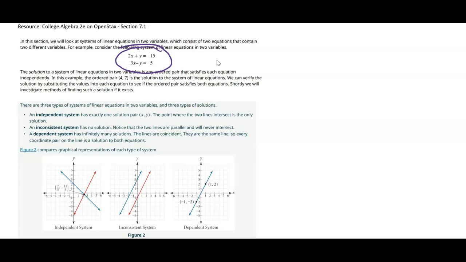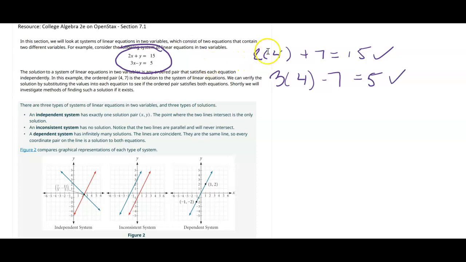So for example, here if I plug in 4 and 7, I end up getting a true statement here. And if I plug in 4 and 7, I get a true statement here as well. So that point is on both of those graphs or solves both of those equations.